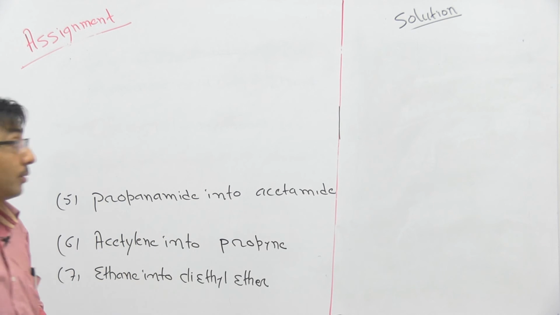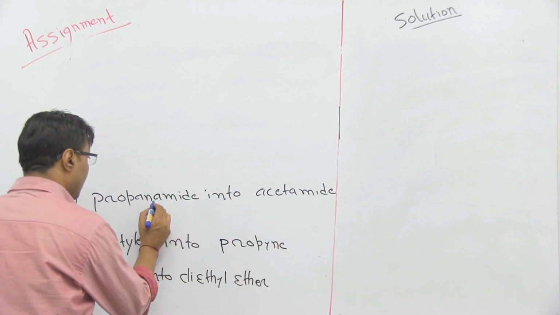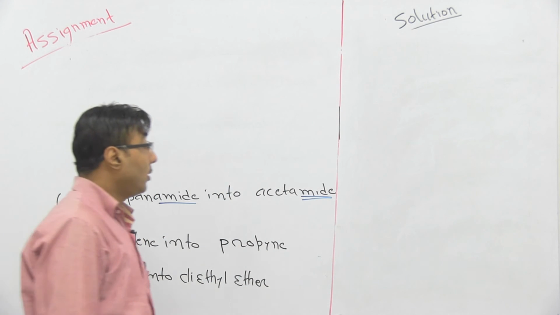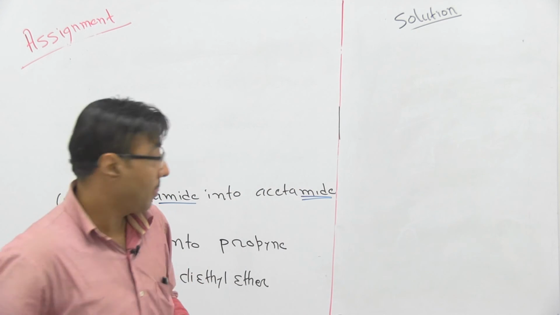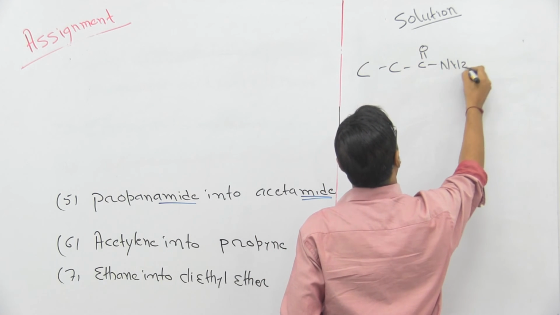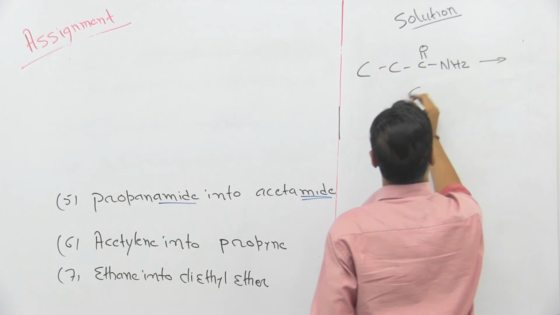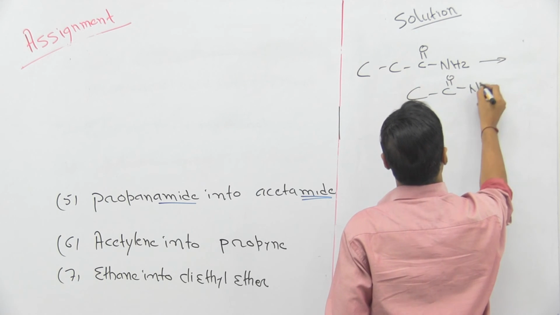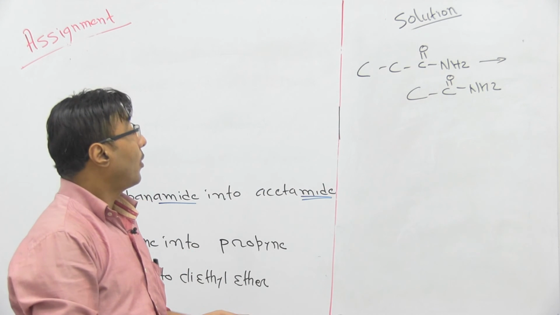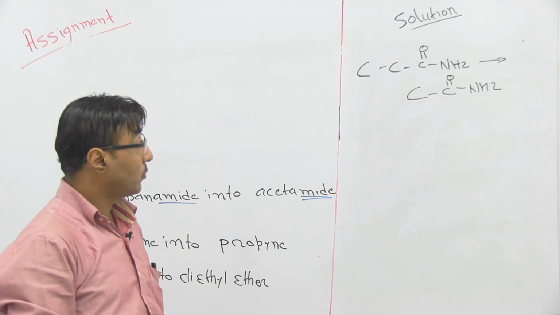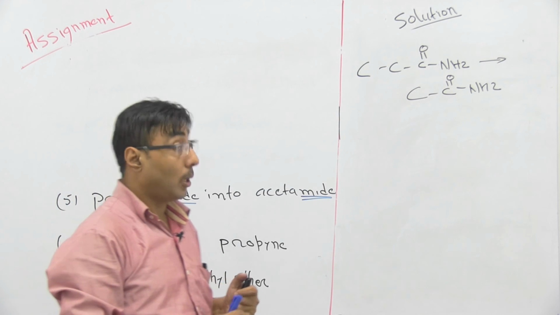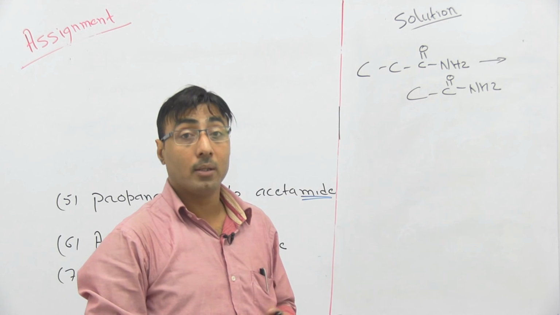Propanamide to acetamide. This is amide to amide. Here an interesting thing is there. Amide to amide means this is amide to amide. So first we have to go for the Hofmann bromide reaction. Then we will get amine. We will convert this amine into amide.